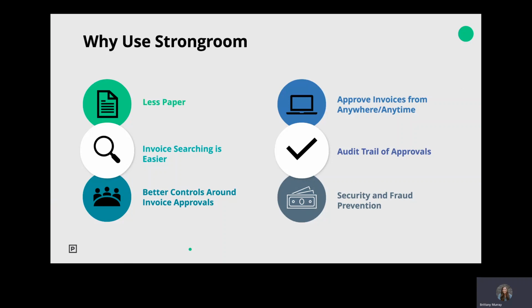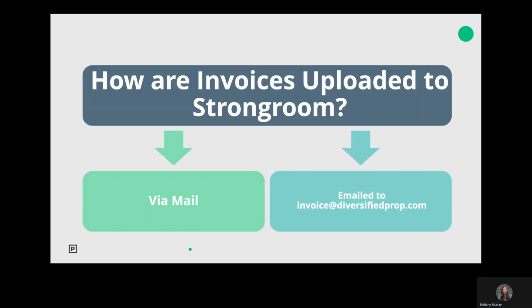And number five, audit trail of approvals. Strongroom tracks every action that is taken on an invoice. You have a timestamp record to reference back to if that was ever needed. And lastly, security and fraud prevention. Strongroom can reduce the number of checks and drive more electronic payments, which provide faster payments and reduce check fraud on accounts.